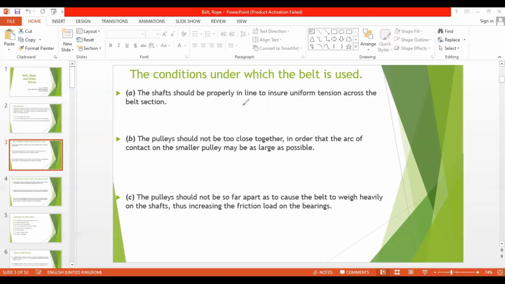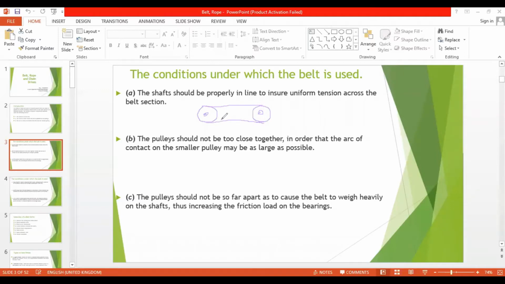the shaft should be properly in line to ensure uniform tension across the belt section, right? So in line means the driving shaft and the follower shaft need to be in line with each other, right? So they must be in line. They should be aligned to ensure the uniform tension across the belt section, right?